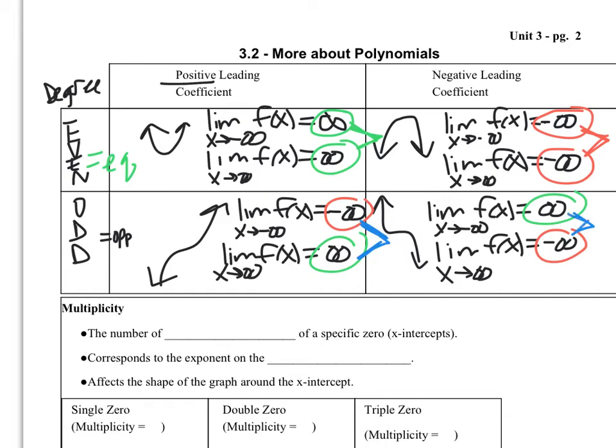And I talked about doing this like a dance, and so odd tells you what the right hand is doing. So odd positive means your right hand is going up. Odd negative means my right hand is going down. And then I know the left side does the opposite.